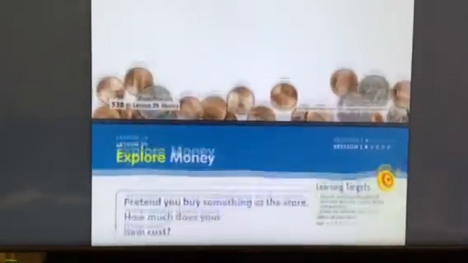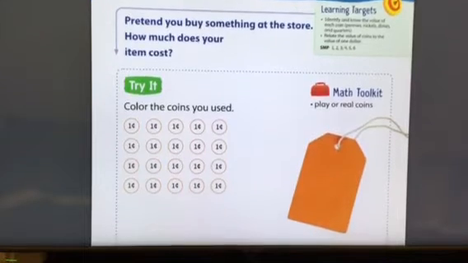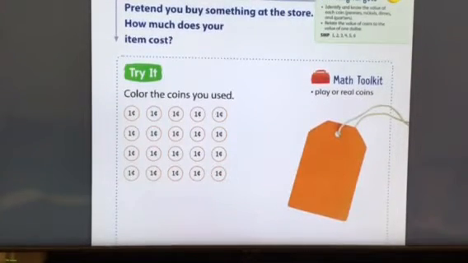We are going to begin with lesson 1, exploring money. Pretend you buy something at the store. How much does your item cost? Just like when you go to the store, all the things have different price tags on it, and you need to make sure that you have enough money to buy your item.